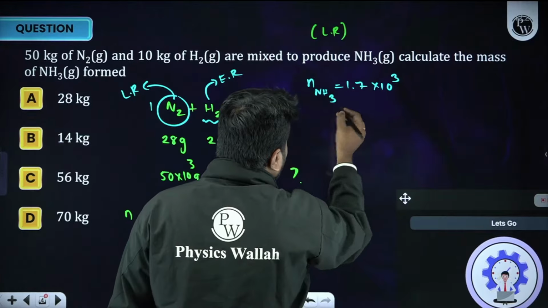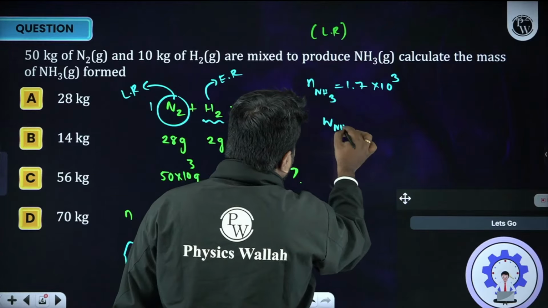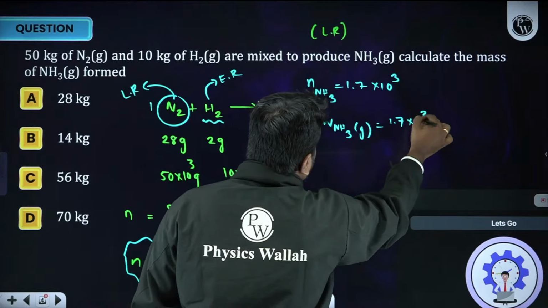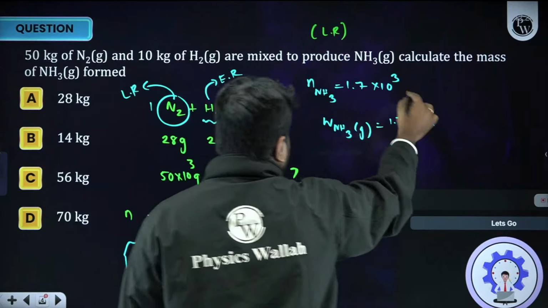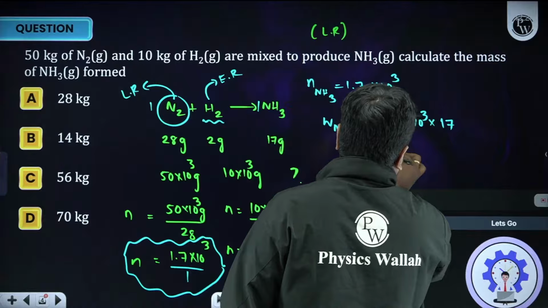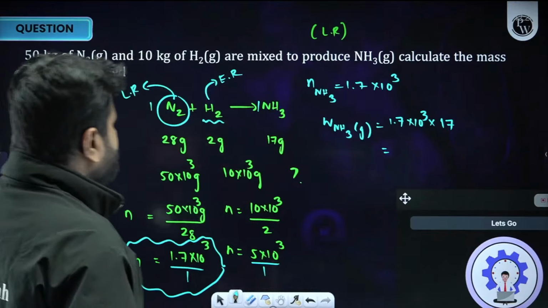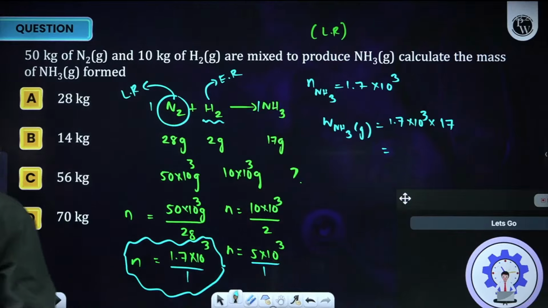Now how to find out the weight? Weight of NH3 in gram is nothing but mole into molar mass. So the molar mass of NH3 is 17. So automatically what will we be getting? 1.7 into 10 to the power 17.